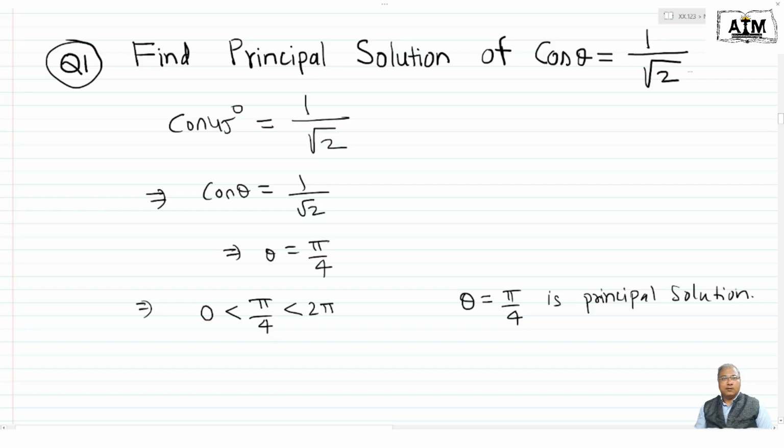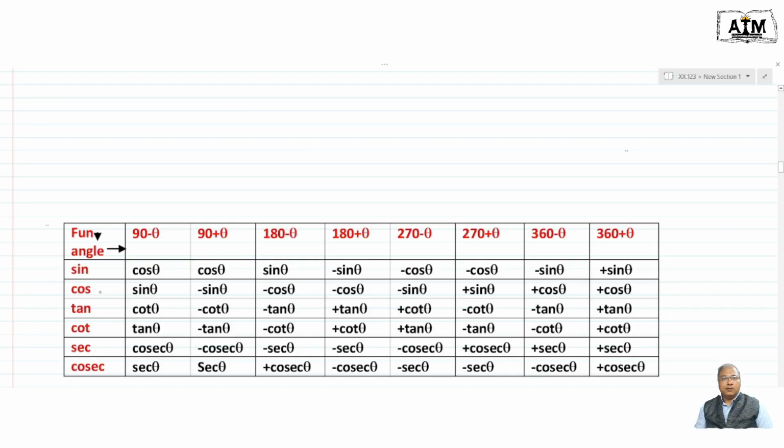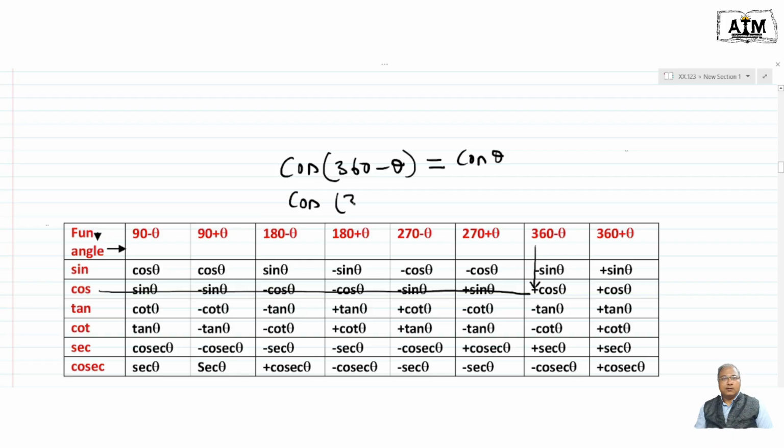Now the second question: is there any other principal solution? To know that, we can use the table of allied angles. From the table of allied angles, you see here cos of 360 minus theta equals cos theta, which implies cos of 360 minus 45 degrees equals cos 45 degrees.